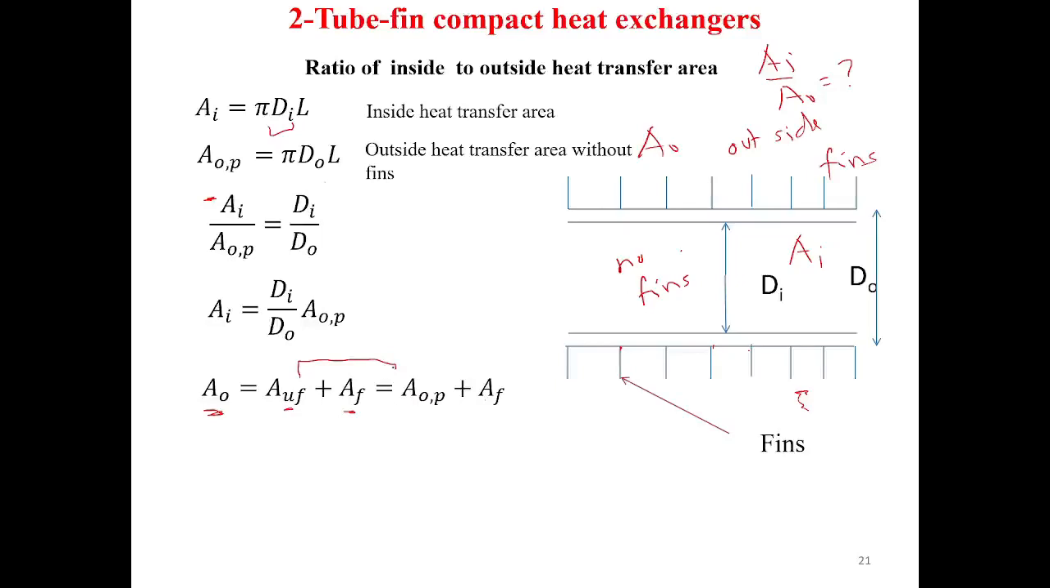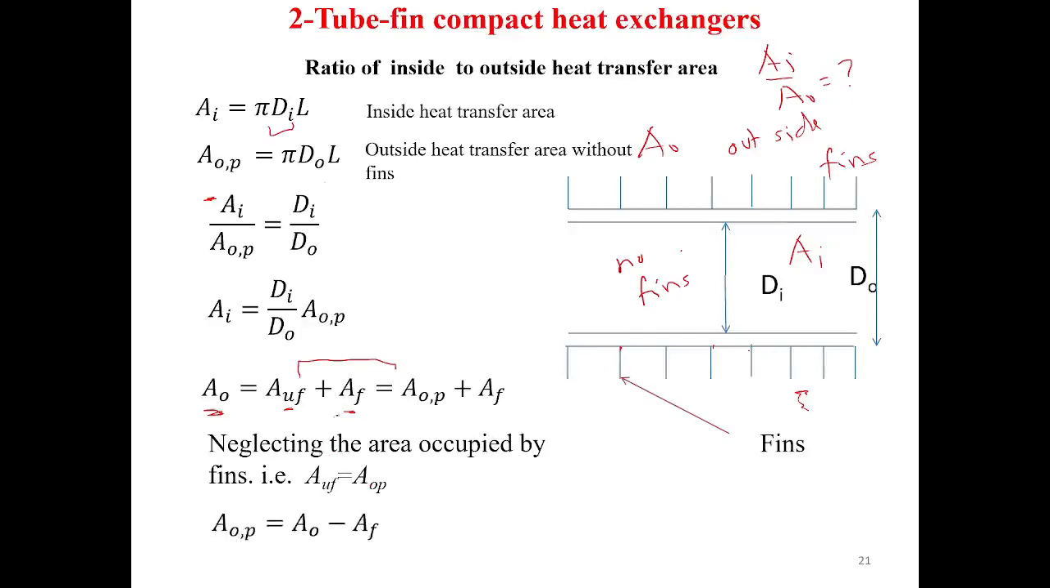From this, actually, we can write that, of course, this is what I said before, this is neglecting the area occupied by the fin. So the area of the unfinned part is going to be AOP, which is the heat transfer area without the fins. From this equation, we can write that AOP is going to be A0 minus AF, where A0 is the total heat transfer area minus AF.